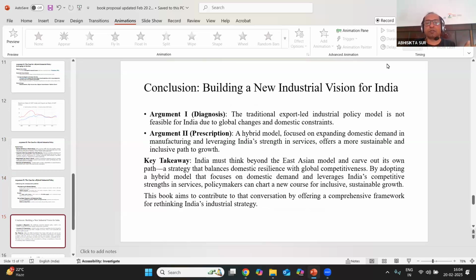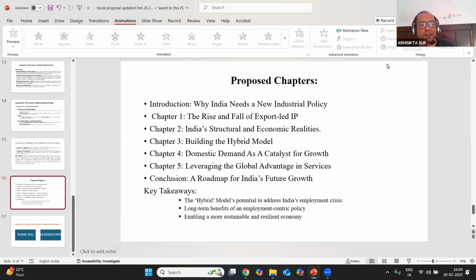So, sir, to conclude, argument one presents the diagnosis that the traditional export-led industrial policy may not be feasible, and argument two is the prescription, which says that the hybrid model may be a better answer to the current problems India is facing. And this book will aim to contribute to the conversation by offering a comprehensive framework for rethinking India's industrial strategy. So now we look forward to your suggestions.